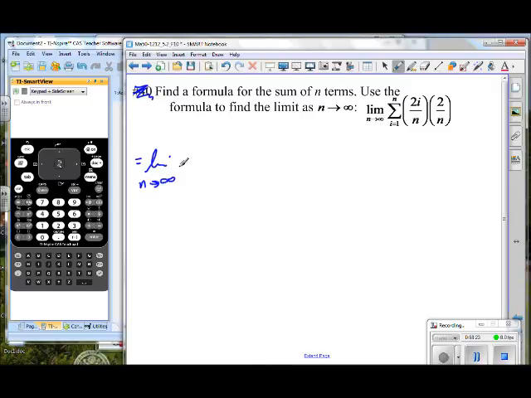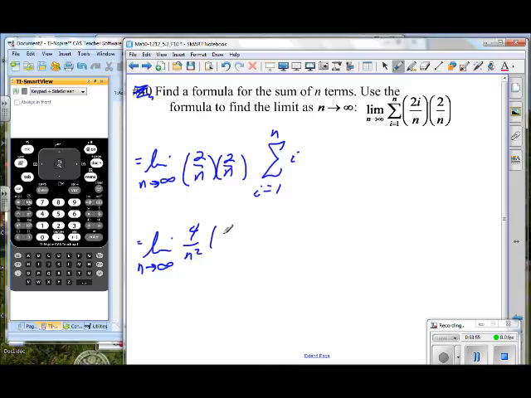and this is going to be 2 divided by n, and another 2 divided by n from this, and then we have the summation as i goes from 1 to n of i. Again, Carl Friedrich Gauss, we have the limit as n goes to infinity. This is going to be 4 divided by n squared. This is going to be n times n plus 1 divided by 2.